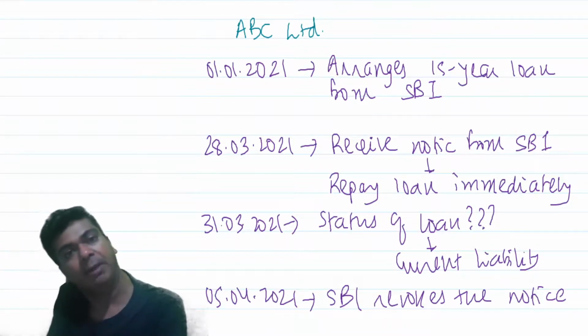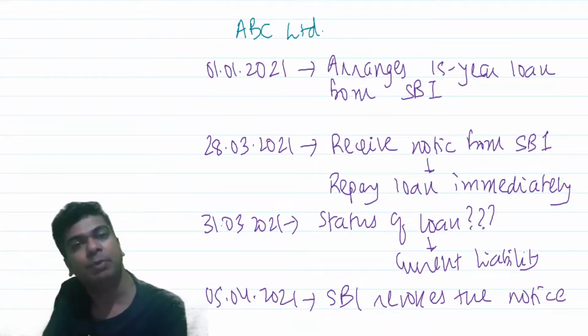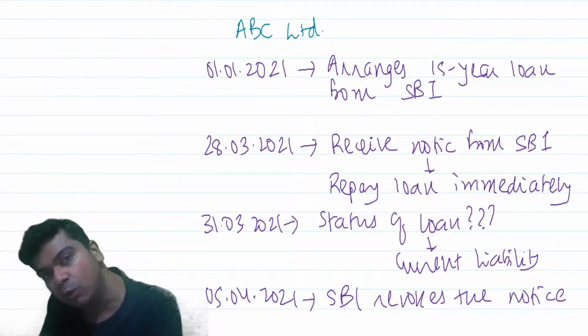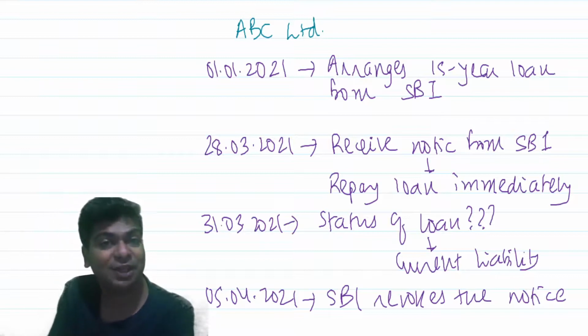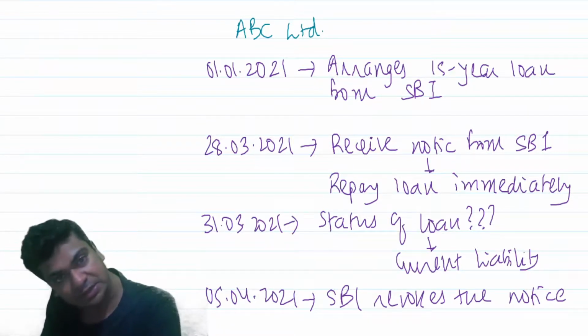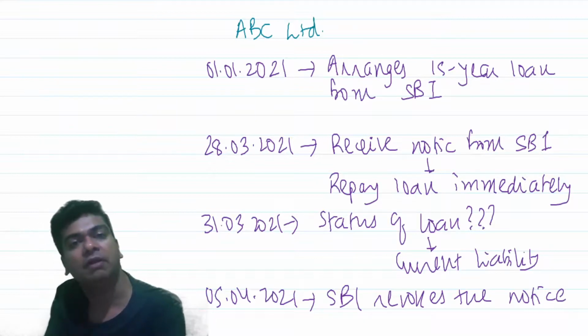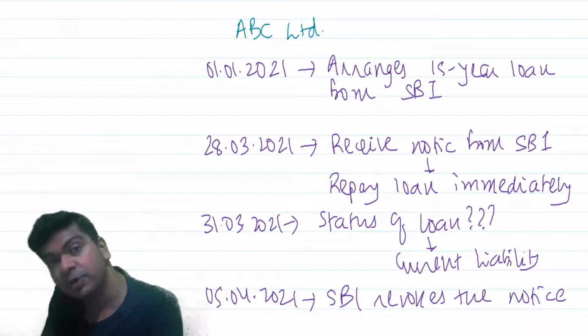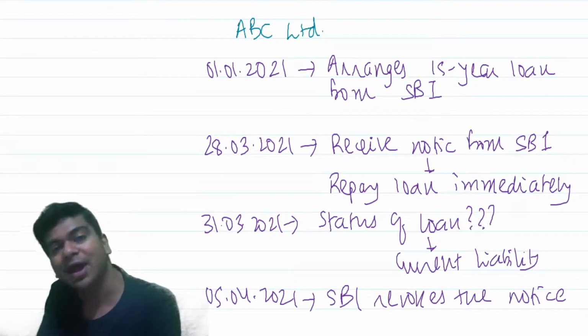I'll have to continue to report the loan as a current liability. But the event that is happening on 5th April 2021, if you consider this to be an adjusting event, then what does that mean? If it's an adjusting event, that means I should change the status of the loan on 31st March 2021. It will not be reported as current liability. It will be reported as non-current liability.